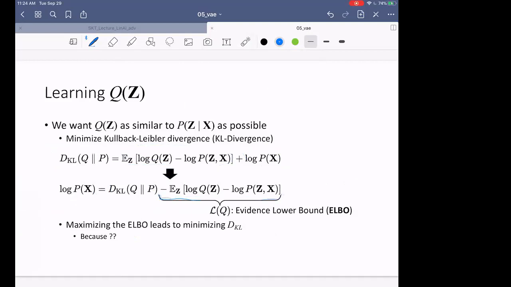So you call this part, including the minus sign, the negative sign, the evidence lower bound, or ELBO. If you read variational inference papers or VAE papers, you often run into this term ELBO. So this is what that ELBO is. So you want to maximize the lower bound.